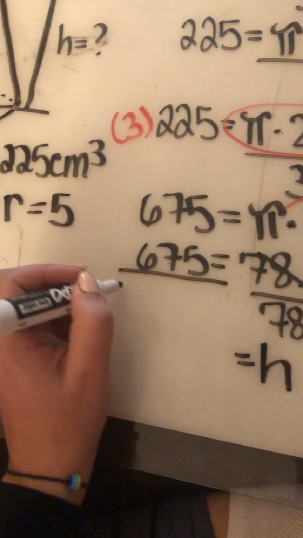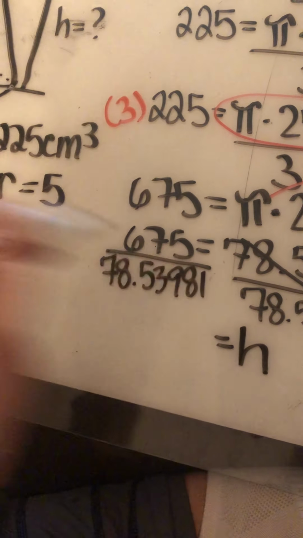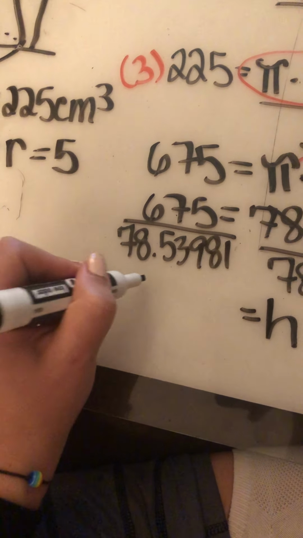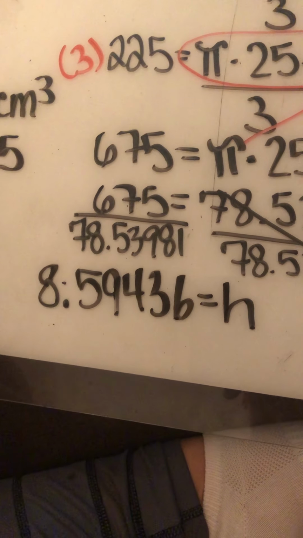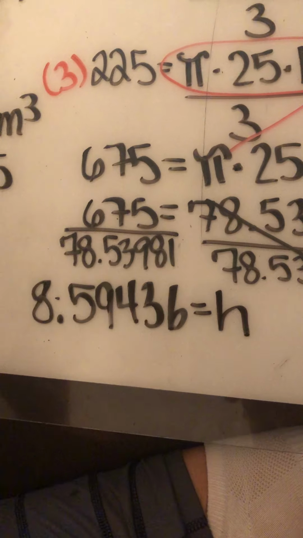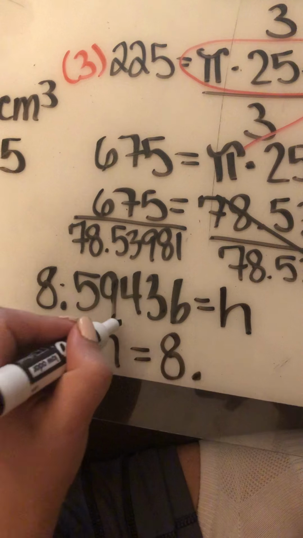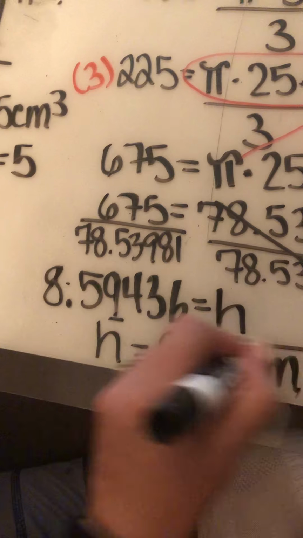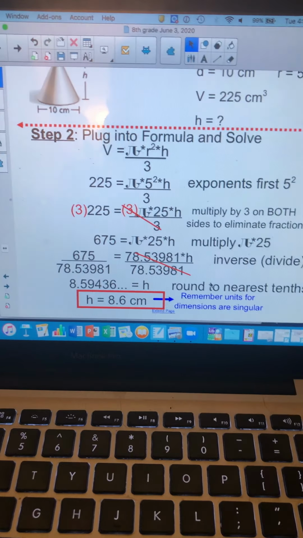And on my left side, whatever we do to one side, we do to the other. So let me rewrite this digit. Okay, we're going to get a quotient that is about 8.59436. And then again, we're going to round to the nearest tenths. I kept it the same most of the time, guys, just to keep it easy for you. So the height is going to be, 8.59 would bounce the 5 up, so 8.6 centimeters. Single units because we are finding the height. All right, so that is when you are given a volume not in terms of pi.